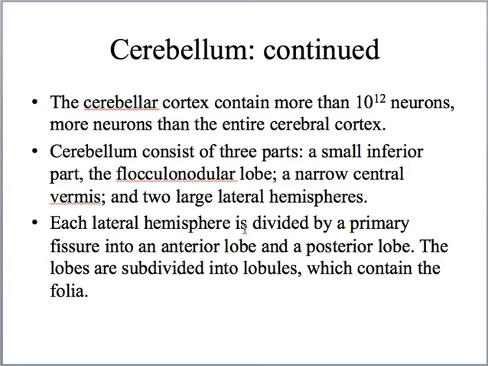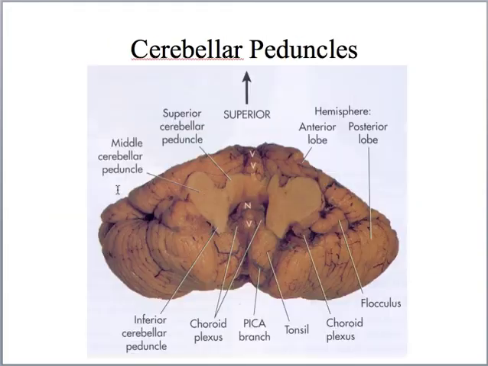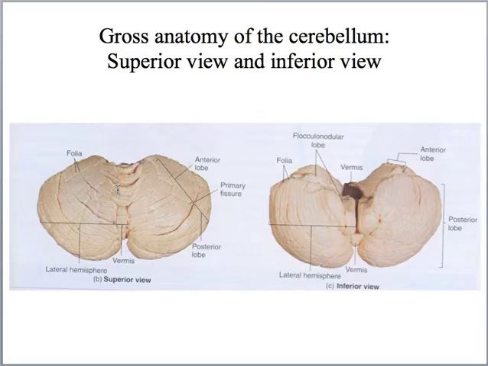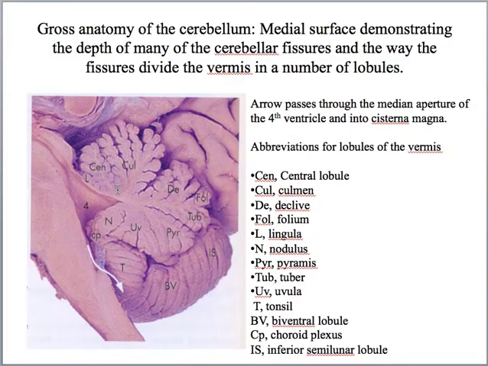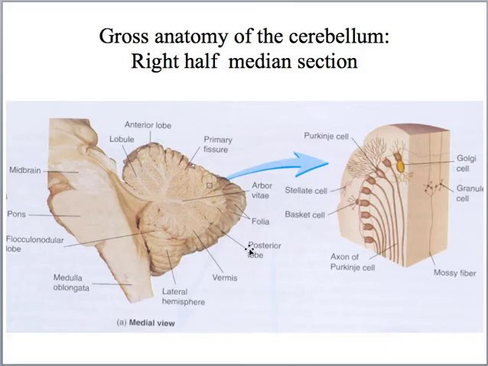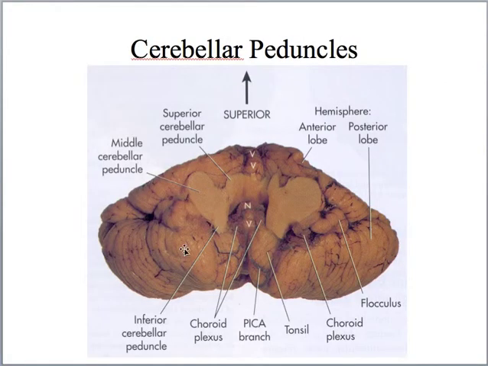In terms of basic structure of the cerebellum, there's a small inferior part called the flocculonodular lobe. Let's go back up real quick and see if you can see that. Can't see it here, but let's go a little bit further down. I might be able to pick it up. So this right here would be part of that flocculonodular lobe.